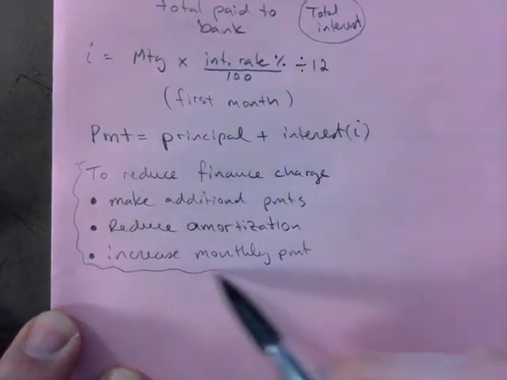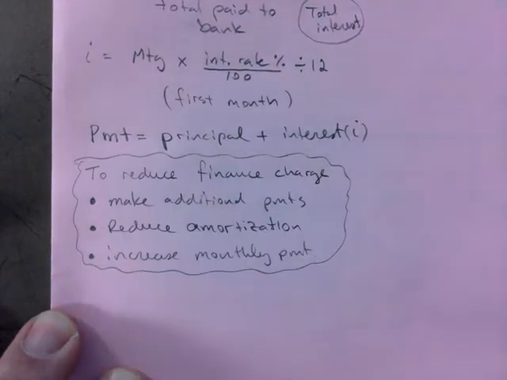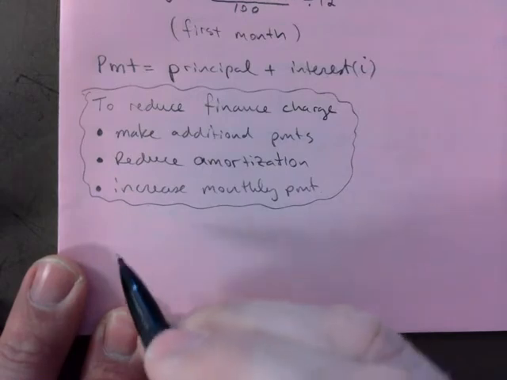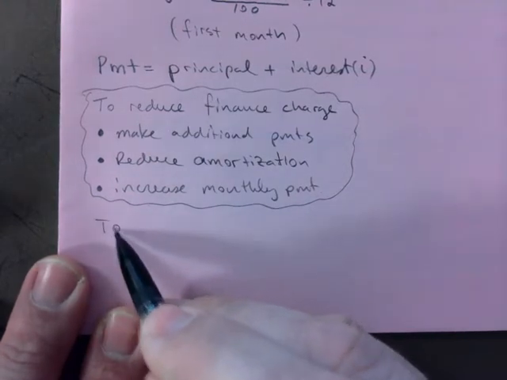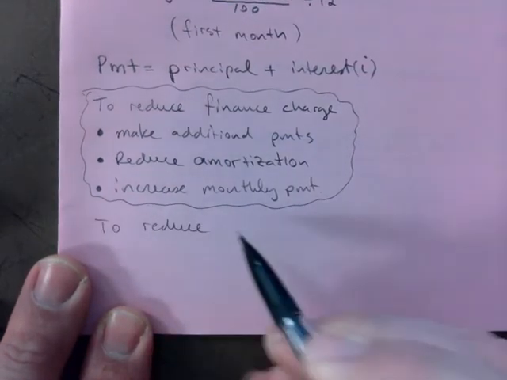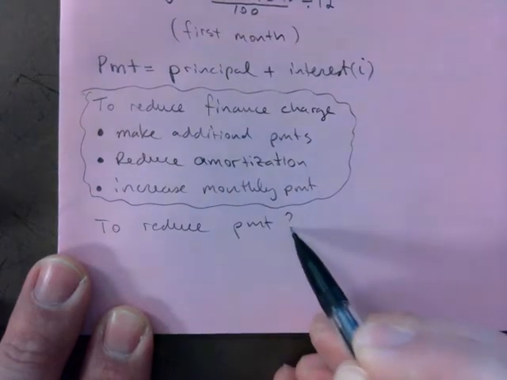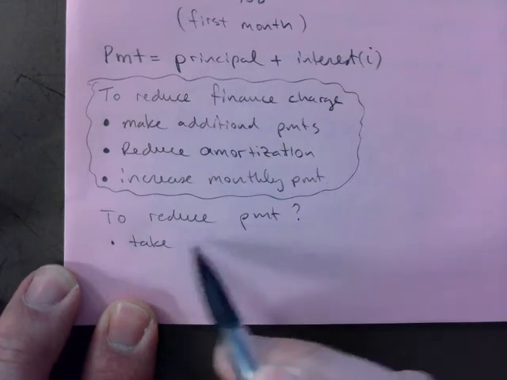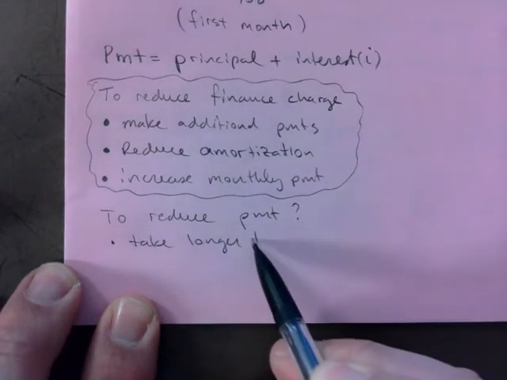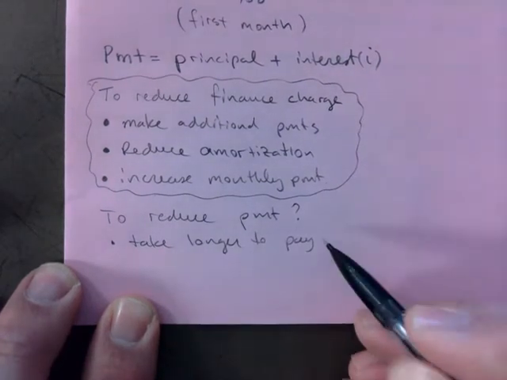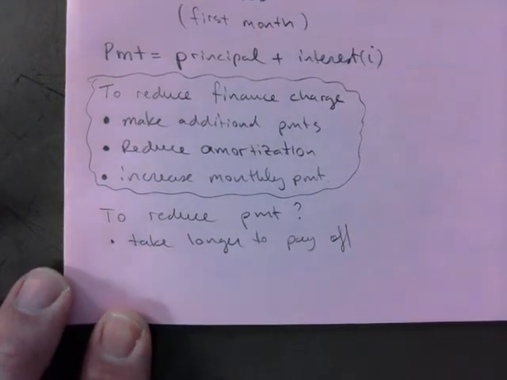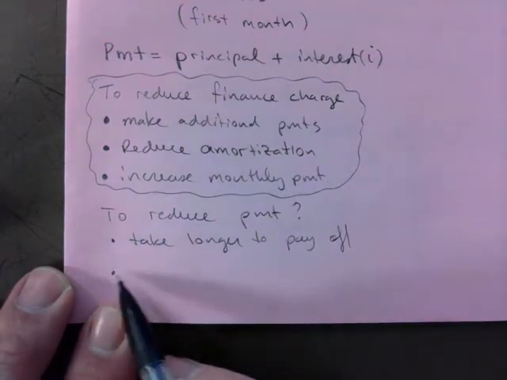I will make this like a little cloud. To reduce the payment, what can you do to reduce the payment? That's when you take longer to pay off, right? Take longer to pay. Use your own words if you forget the actual term, right? Take longer to pay off. Increase amortization, right?